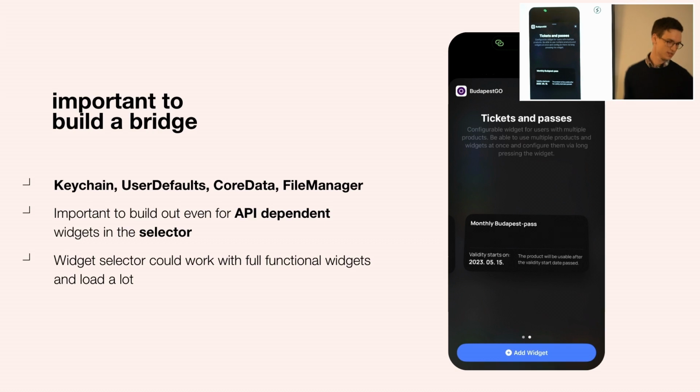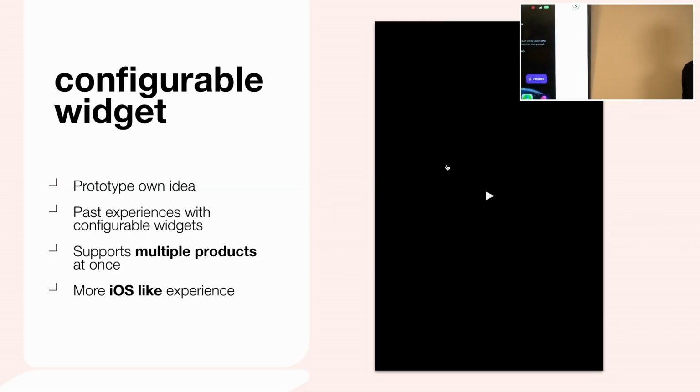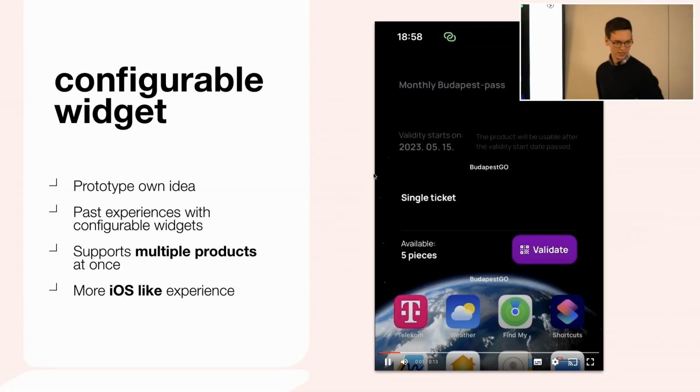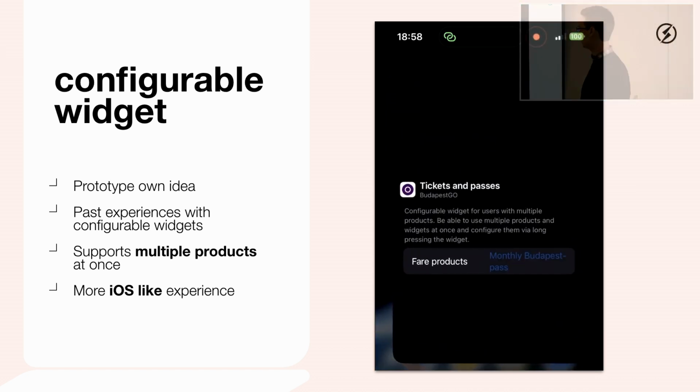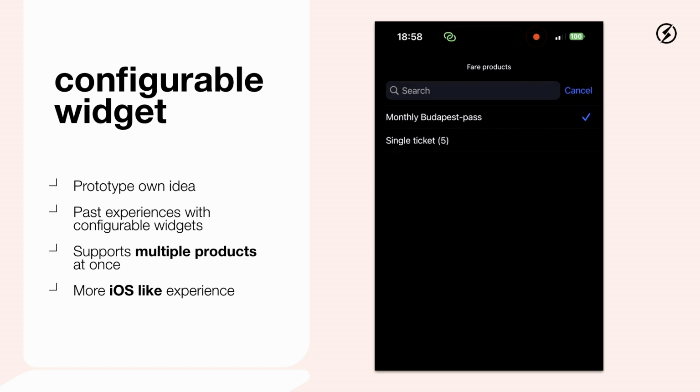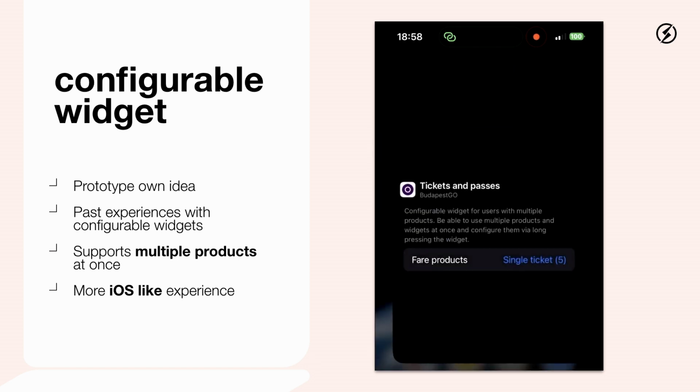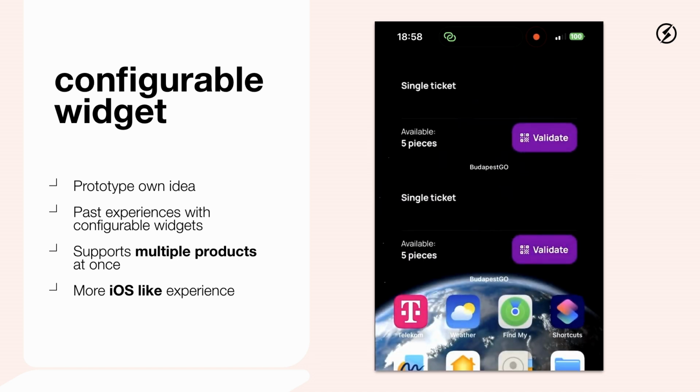I brought you guys a real quick video of how it works, but you can try it out yourself. If you have Budapest Go installed, feel free to try it out. It has basically the same functionality. It has a list. You select the product you want to use, and that product will be on the home screen, right? Very cool. And why did I build this?